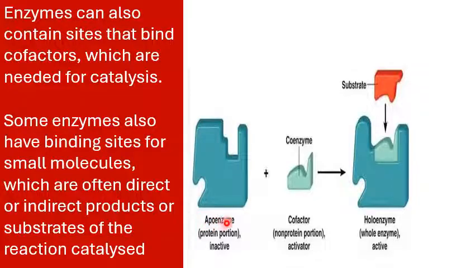This is a diagram that shows an enzyme and a cofactor. The cofactor usually gets attached to the enzyme and it has a binding spot. So this is the substrate. This is just an example of an activity that is being catalyzed by an enzyme and a coenzyme.